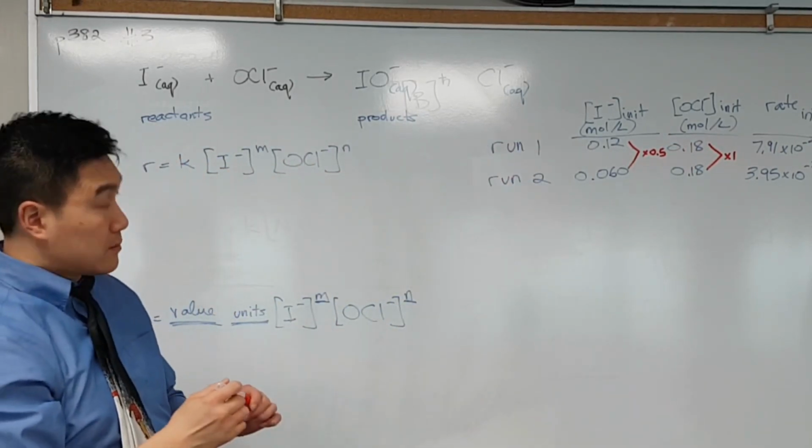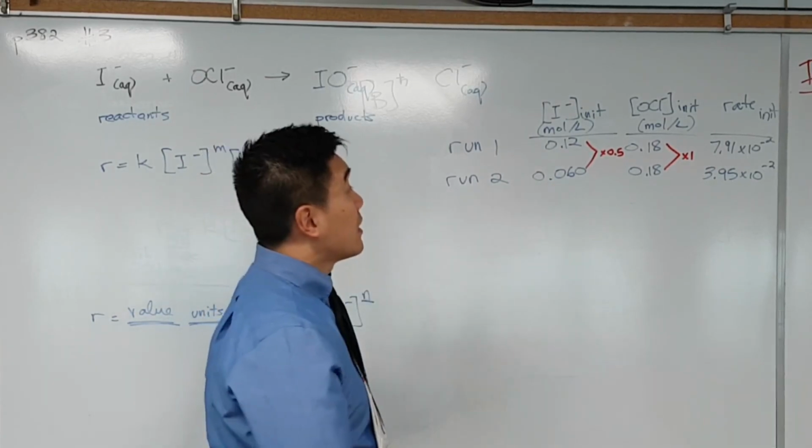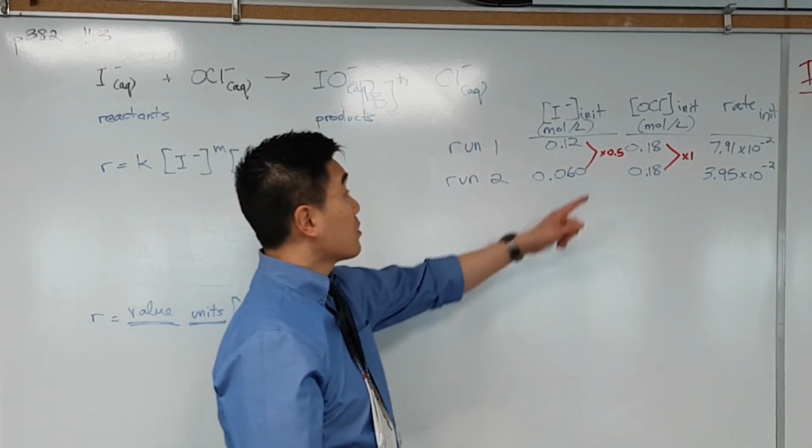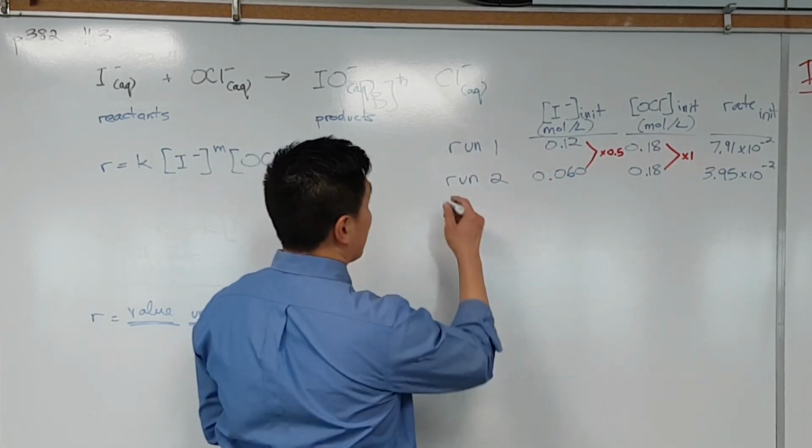What do you mean by that? 0.12 is double 0.06. That's really hard to work with. I can't work with a factor of 0.5. I'm going to write it out again.